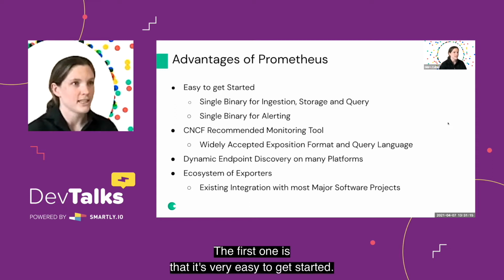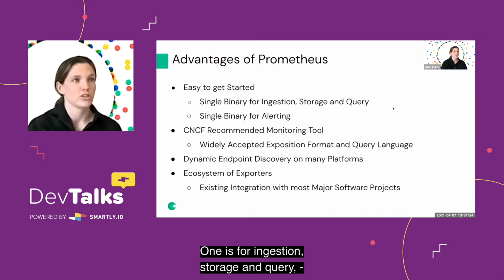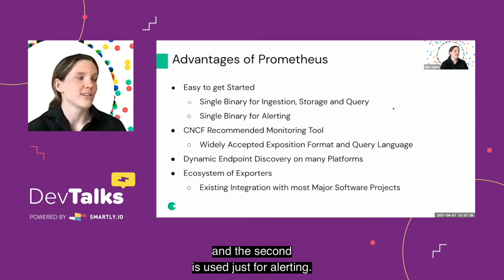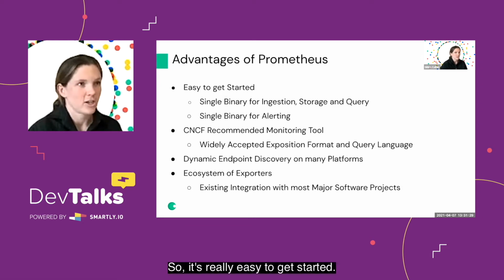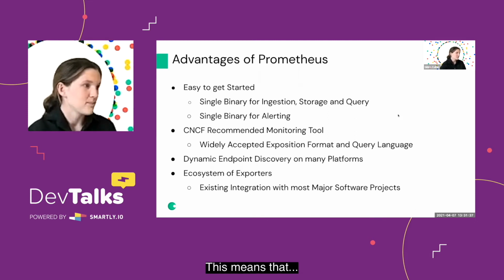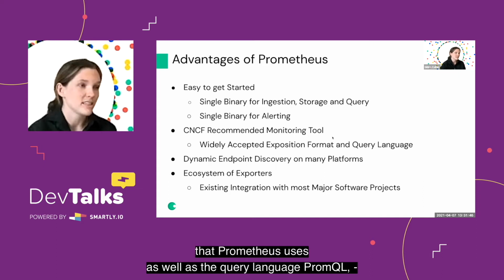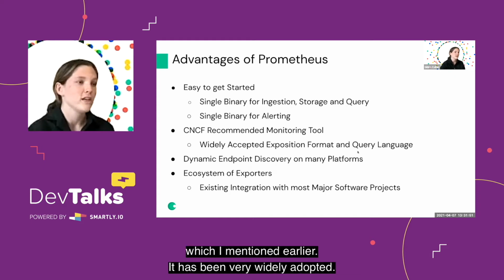The first one is that it's very easy to get started. This is because it basically just has two single binaries, one for ingestion, storage, and querying, and then a second binary that's used just for alerting. So it's really easy to get started out of the box. In addition, it is the CNCF recommended monitoring tool. This is mostly due to the widely accepted exposition format that Prometheus uses, as well as the query language PromQL, which I mentioned earlier, which has been very widely adopted.